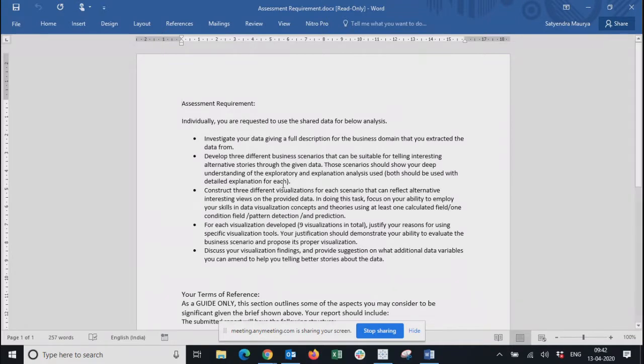Then you need to tell, whatever visualization or whatever scenarios you are representing in the data, why you have taken a particular chart for that, right? So for example, there is a trend which you want to show, right? So for trend, which chart you have taken and why, right? That is one thing. So 3 scenarios.